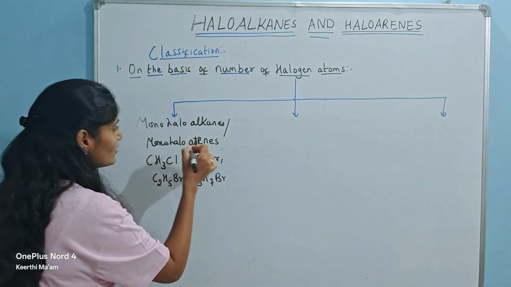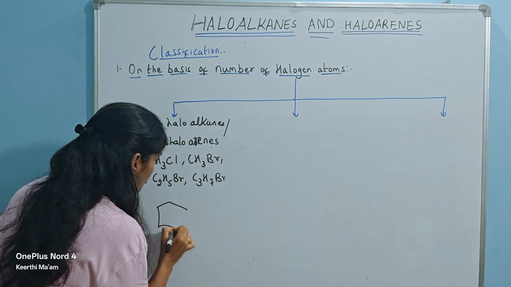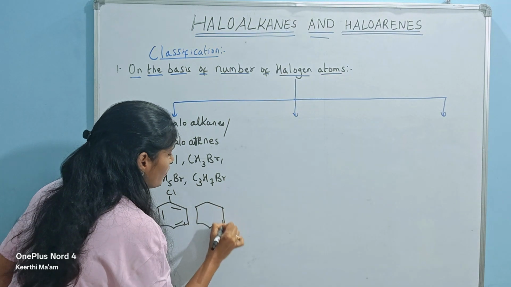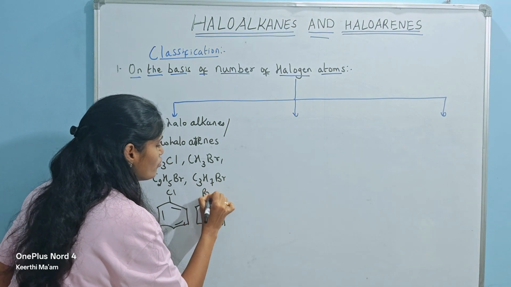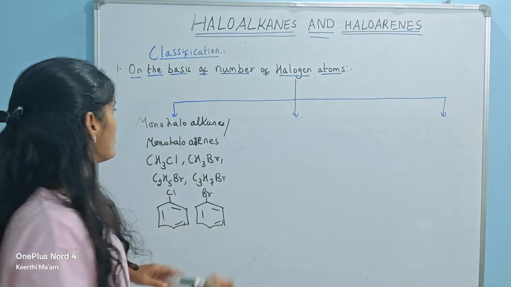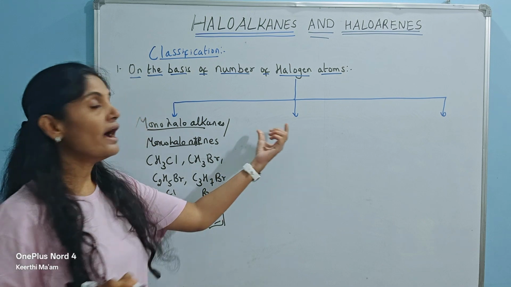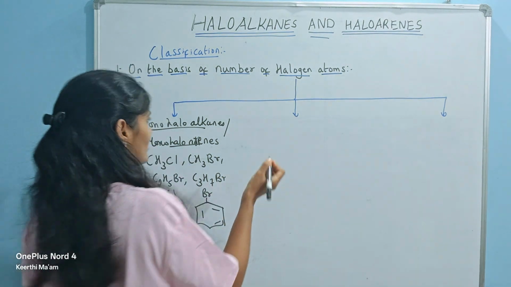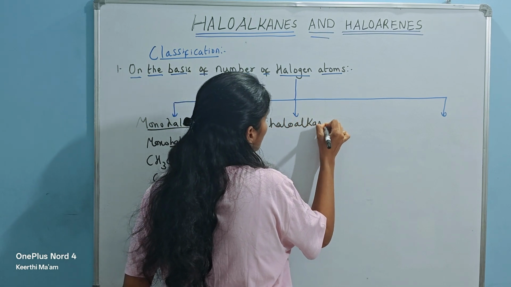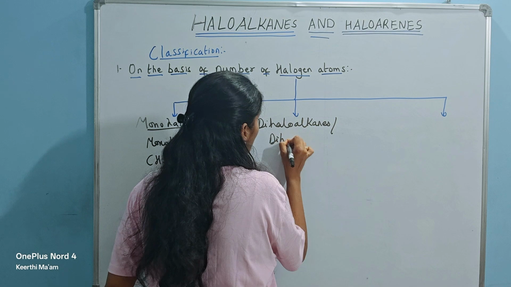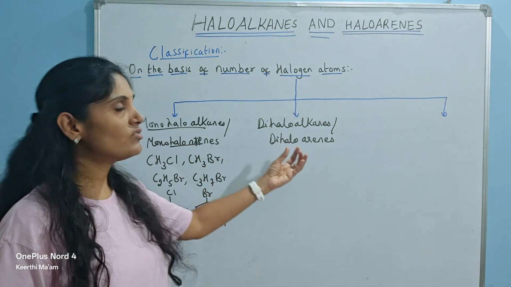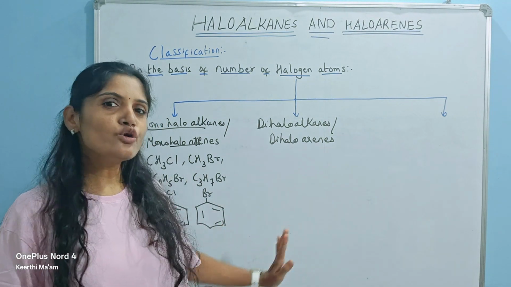In the same way, if I say monohaloarenes, only one hydrogen has been replaced by a halogen. Then I call them monohaloarenes. This is a very simple concept to understand. Now let us see dihaloalkanes and dihaloarenes. As the name suggests, you can understand what dihaloalkanes or dihaloarenes are. They are further classified into geminal and vicinal.